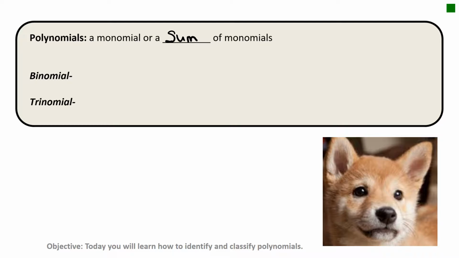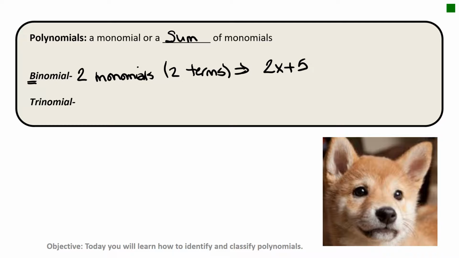A binomial, bi like a bicycle, means two monomials or two terms, and they're going to have one plus sign. So they're going to look like something like 2x plus 5. Here's a monomial. Here's a monomial. They're being added together.